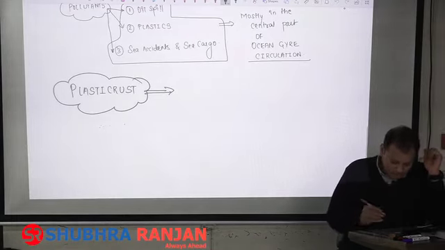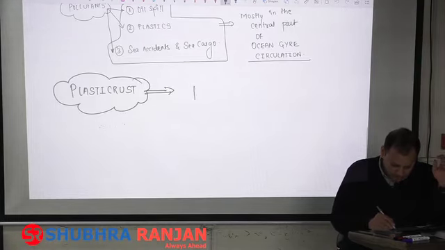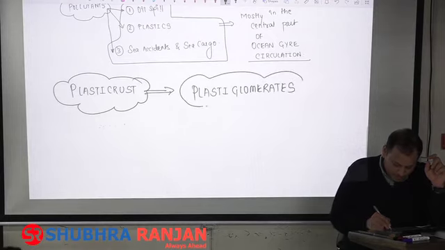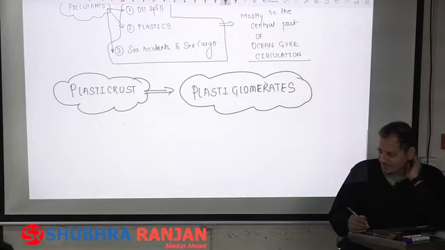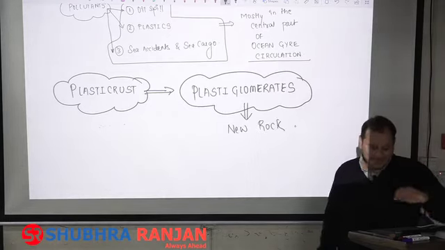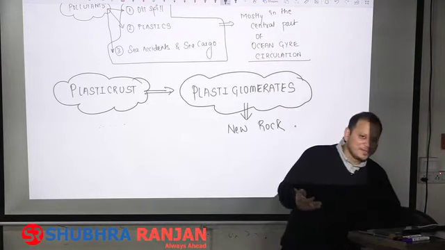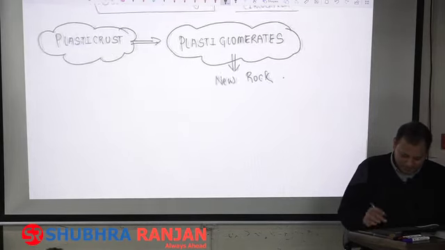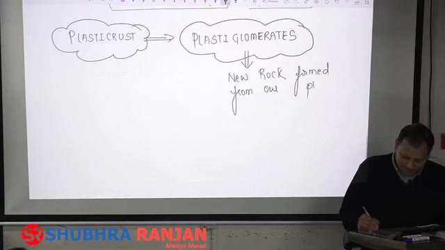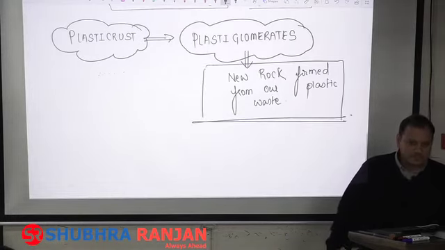Plastic crust or plastic pollution is giving rise to plastiglomerates. क्या है plastiglomerates? They are the new rocks that are getting formed, but unfortunately of plastic waste, from our plastic waste.